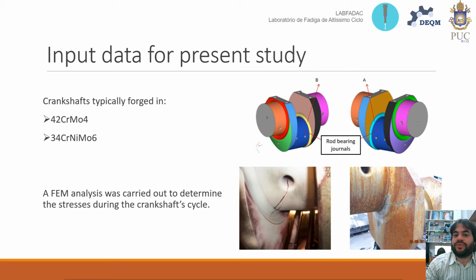Crankshafts are typically forged in 42 chrome molybdenum 4 and 34 chrome nickel molybdenum 6 steels, which are respectively similar in terms of mechanical properties to the 4140 and 4340 steels. A finite element analysis was carried out to determine the in-service stresses in 20 critical locations of the crankshafts throughout its cycle.